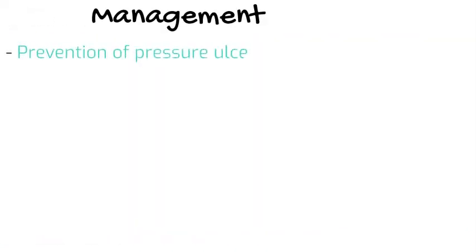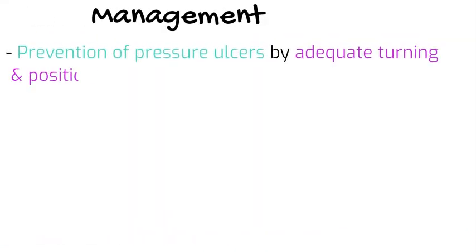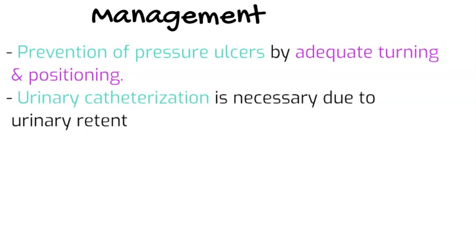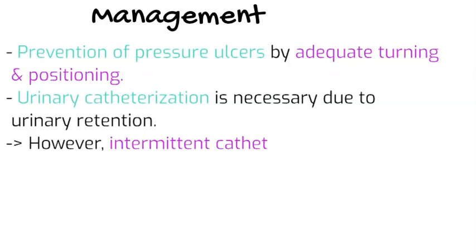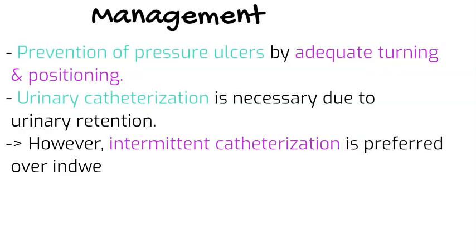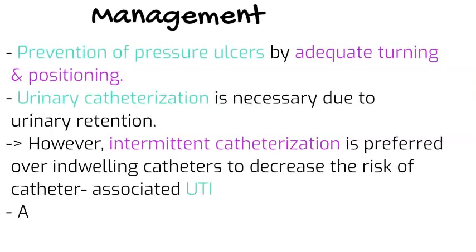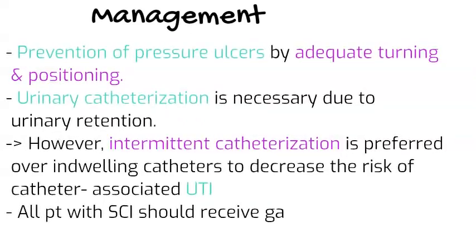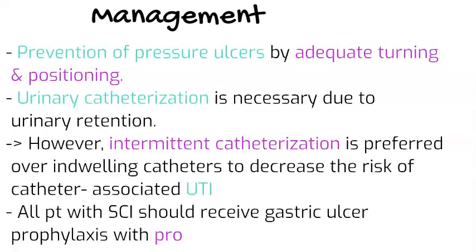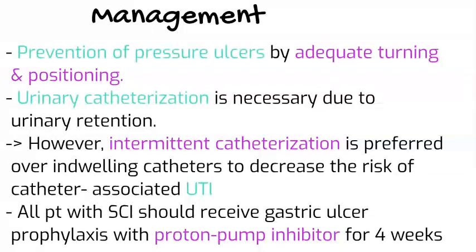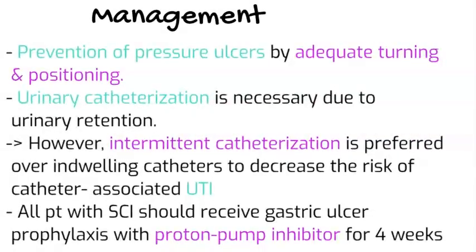Prevention of pressure ulcers by adequate turning and positioning. Urinary catheterization is necessary due to urinary retention. However, intermittent catheterization is preferred over indwelling catheters to decrease the risk of catheter-associated urinary tract infection (UTI). All patients with spinal cord injury should receive gastric ulcer prophylaxis with a proton pump inhibitor for 4 weeks.